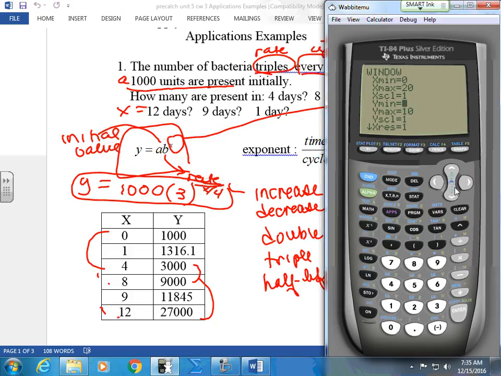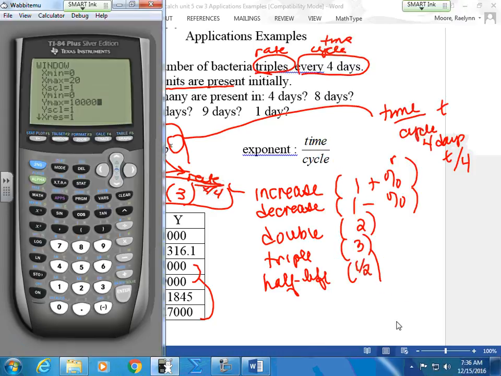What am I going to do for my y max? 27, yeah, that put me at 12 days. But I expanded it to 20. So, I don't know, make it 100,000? Hey, I'm tripling. I'm going to multiply that by 3 the next time around. It's always a challenge, this calculator.